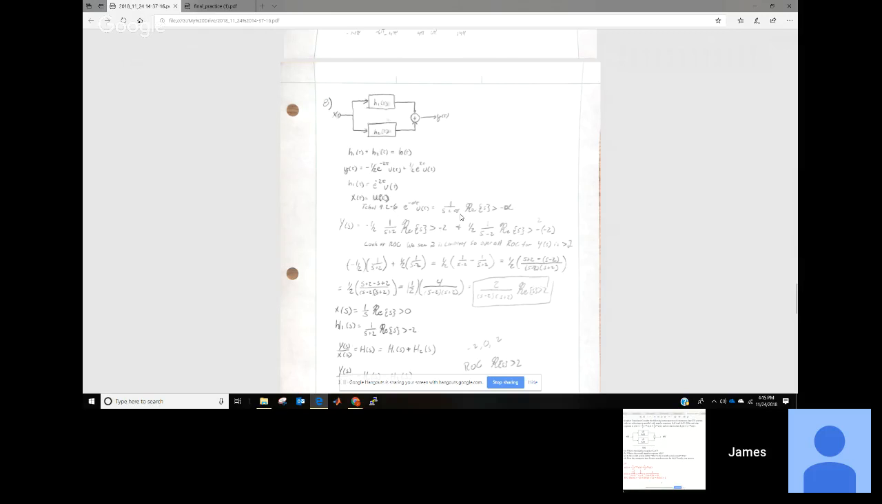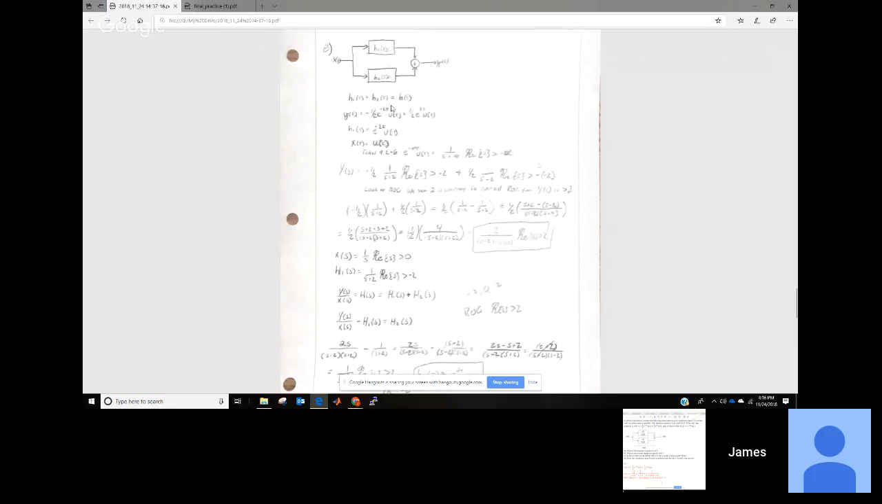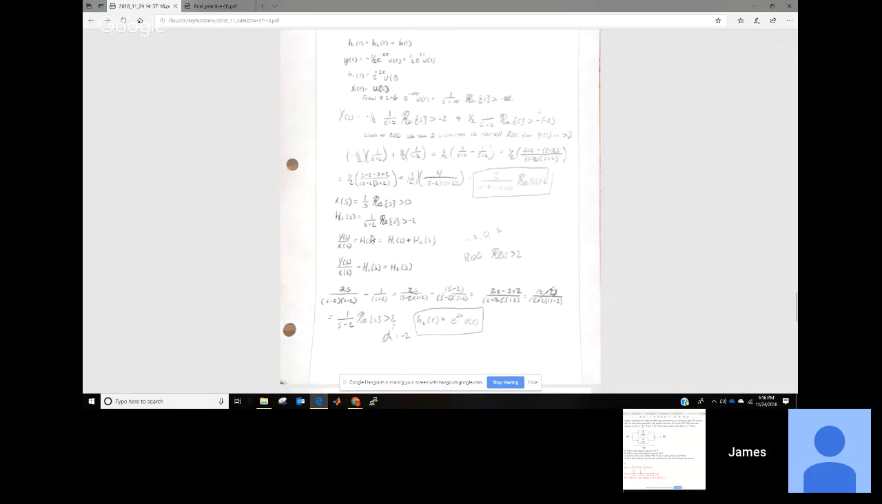Oh, from the table, we're given that the Laplace transform of e to the minus alpha t times the step function is 1 over s plus alpha, with our region of convergence, the real part of s having to be greater than negative alpha. So taking the Laplace transform of y of t. Down here is kind of where we're going and why we're doing this.